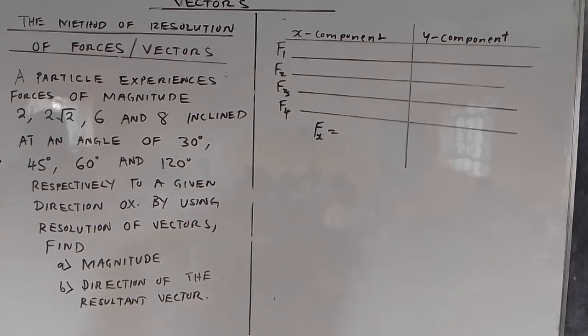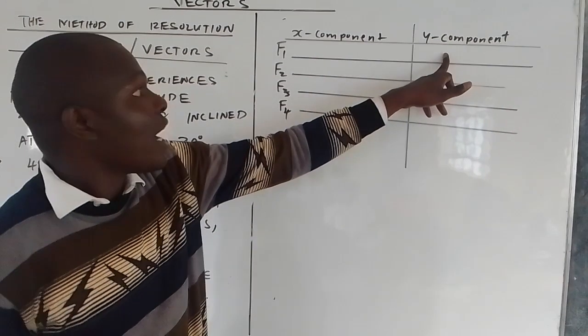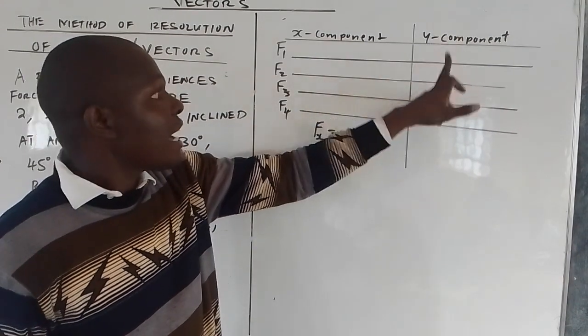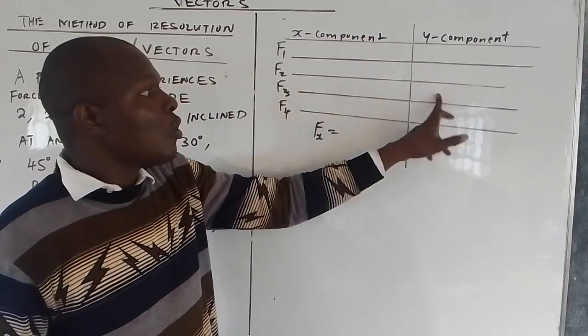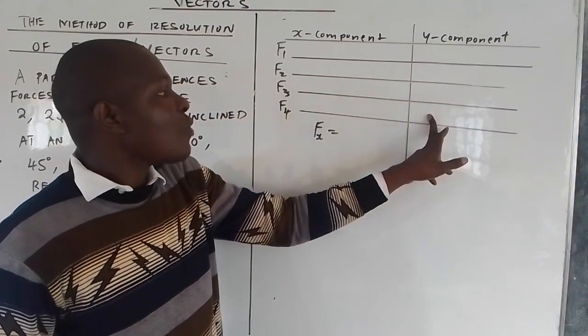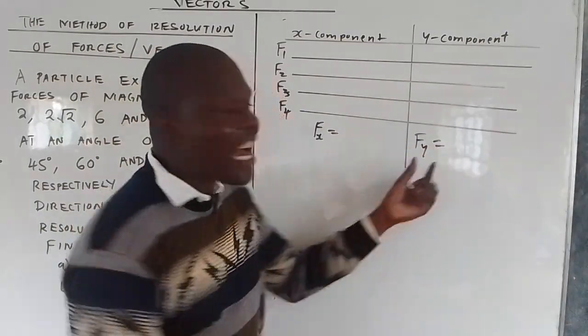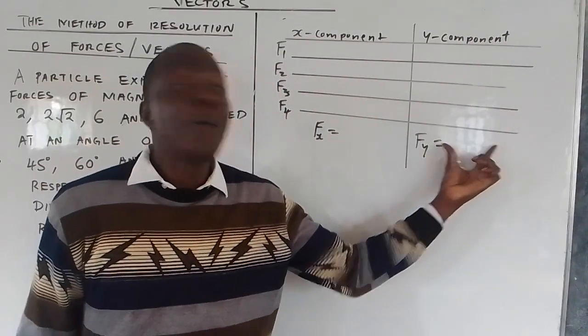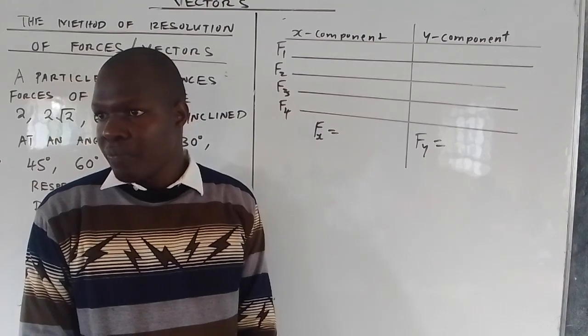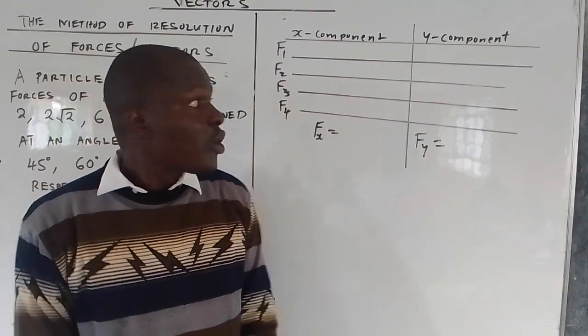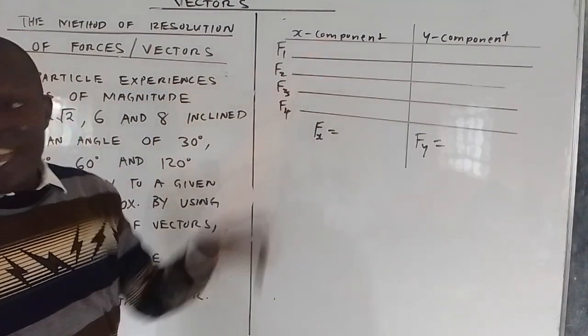Are we together? Then here, Y component of F1, Y component of F2, Y component of the third force, and Y component of the fourth force. Then in the end, you get the resultant Y component. You add all of them, the parallelogram law, isn't it? Are we together? Yes.